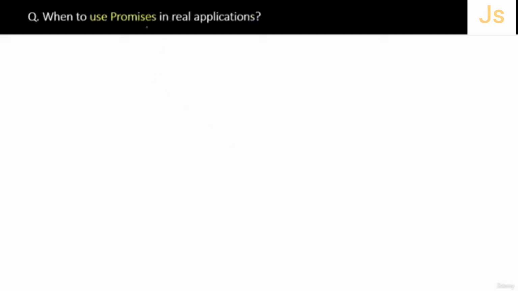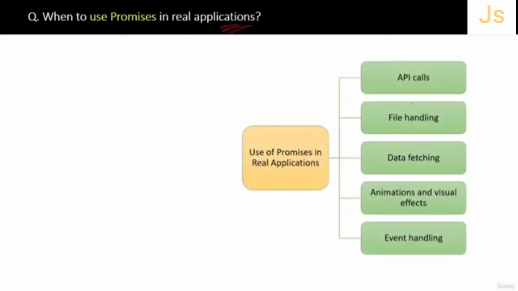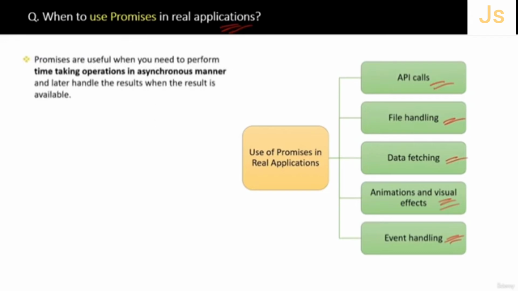When to use promises in a real application? All right, here are the cases when you can use promises in your applications. For API calls, file handling, data fetching, animations and visual effects, and event handling. In short, wherever you want to manage asynchronous operations, you can use promises there. The point is, promises are useful when you need to perform a time-consuming operation in an asynchronous manner and later handle the results when they are available.